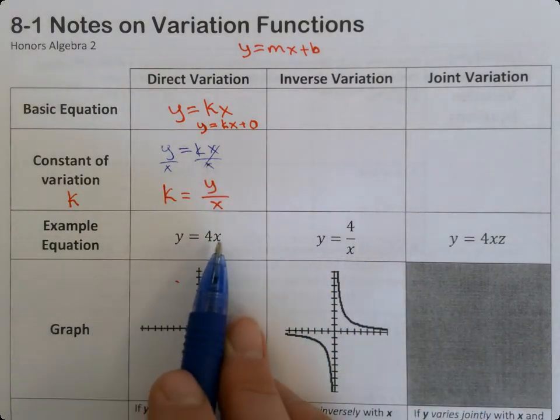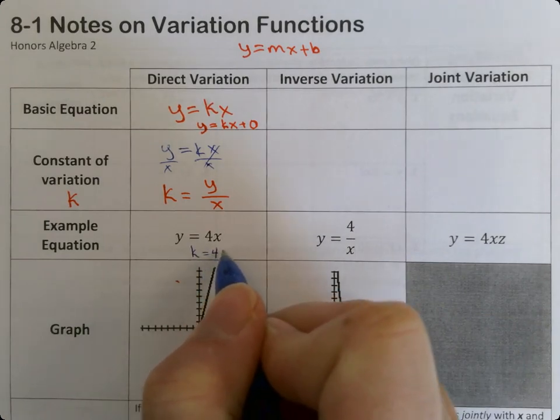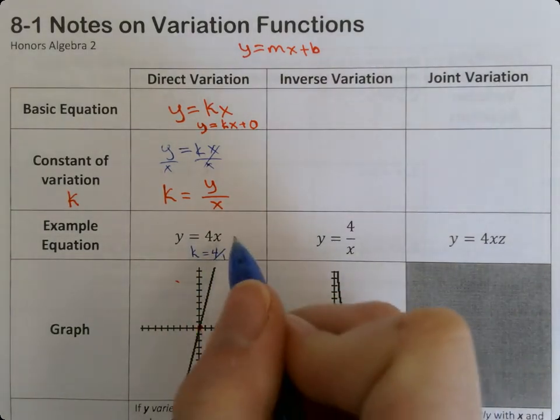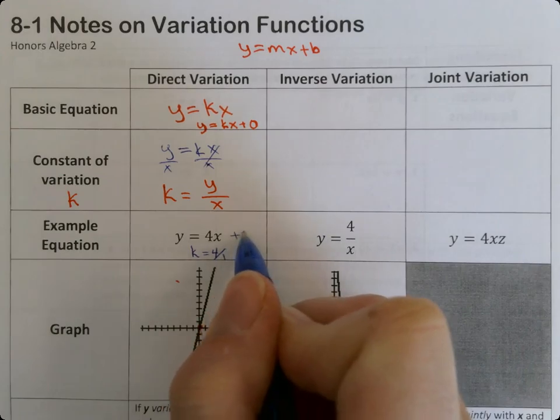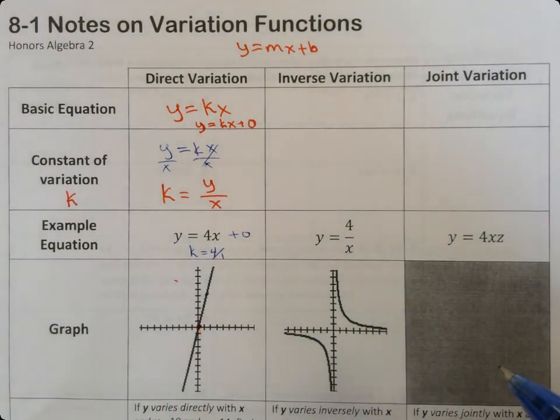So an example is y equals 4x. That means k, the constant of variation, is 4 or 4 over 1. So you're going to start at 0, and you're going to rise 4 and run 1. So it's very much like graphing a line using slope. Okay, I will come down to the examples in a minute.